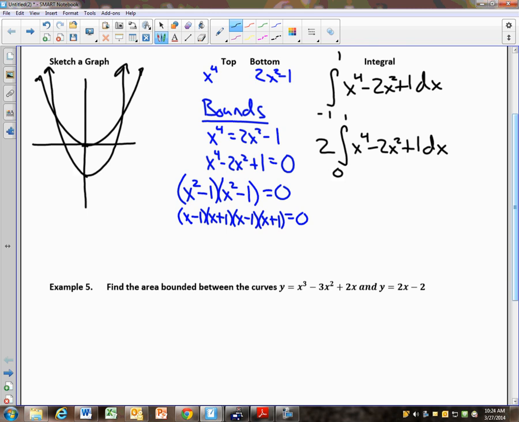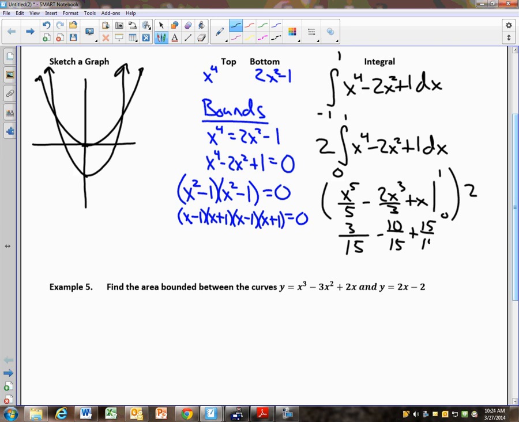So, what is the antiderivative of x to the 4th? X to the 5th over 5 minus 2x cubed over 3 plus x, evaluated from 0 to 1, and we will double that result. My common denominator will be 15, right? So I have 3/15 minus 10/15 plus 15/15, and we'll double that result.